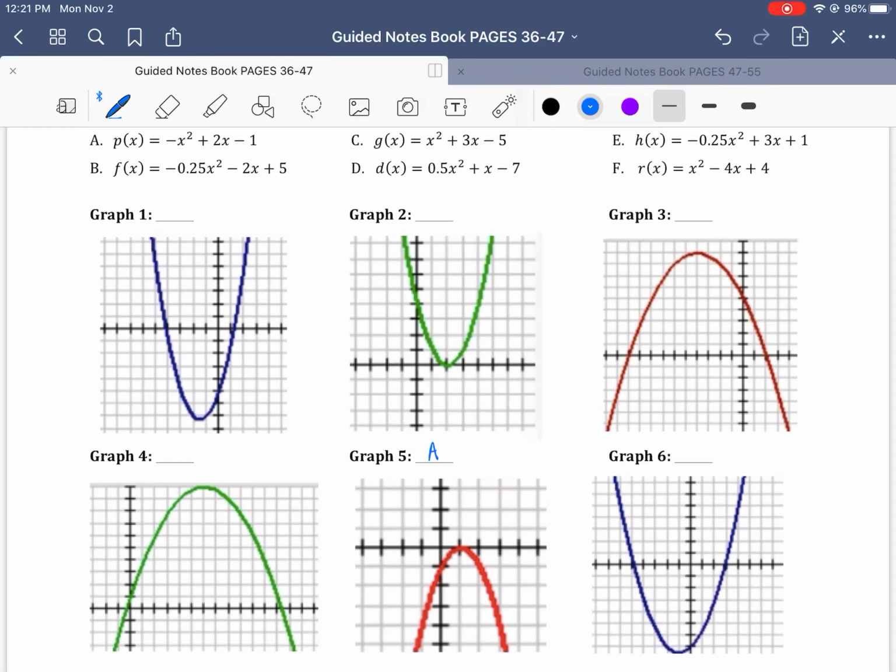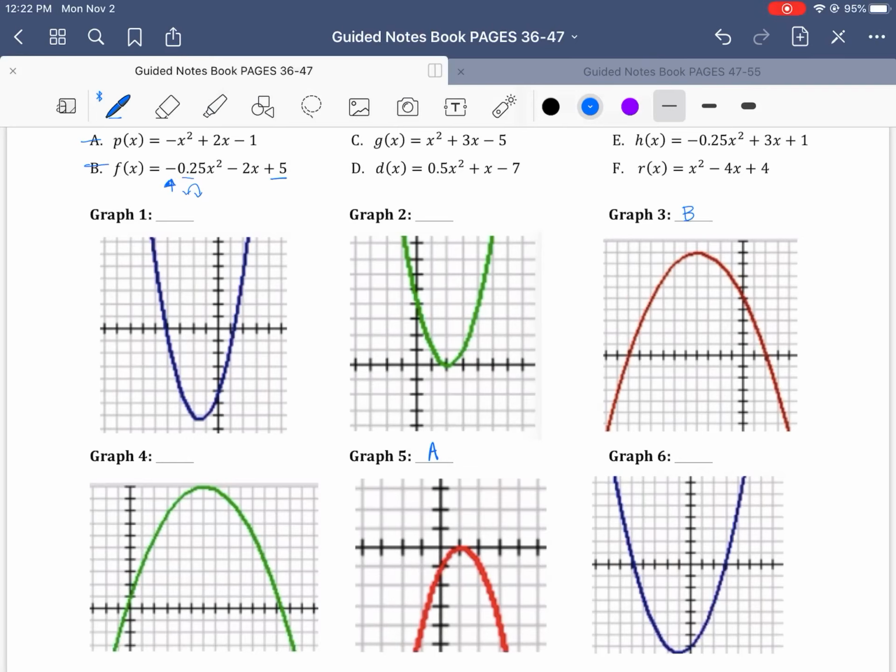And we could then go to, so we finished A. If I go to B, B is opening down, right? Now it's been shrunk a little bit, but in this case it's not really going to matter. We just know that it's opening down and that it should be crossing at a positive 5. Well, that looks like the one that we just looked at over here at graph 3.